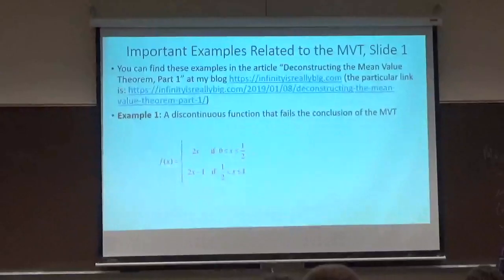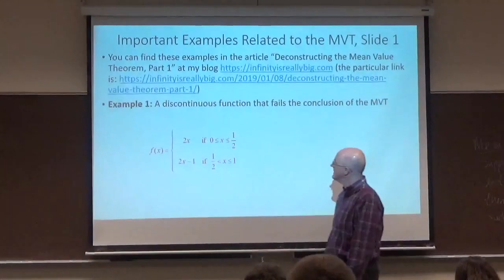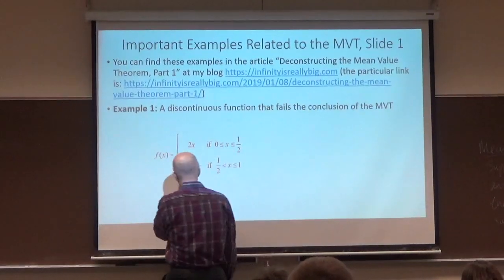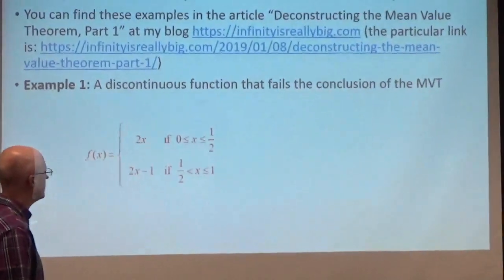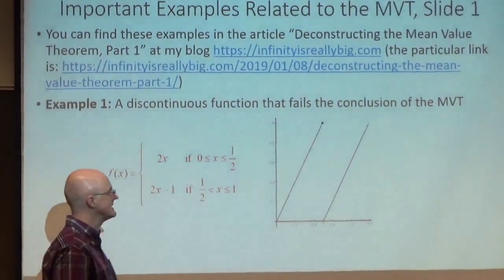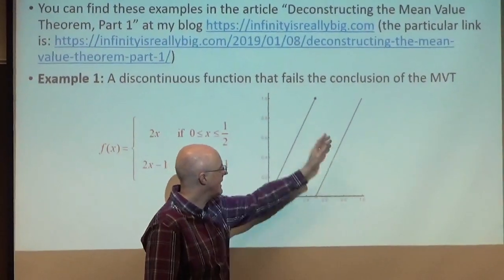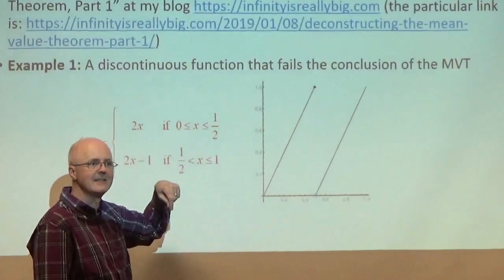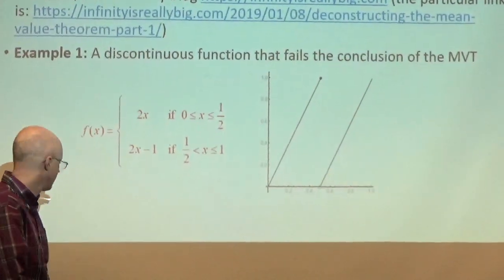It's piecewise. It's equal to 2x if x is between 0 and 1/2, and 2x minus 1 if x is between 1/2 and 1. And here's its graph. You can see it's a piecewise function. Two straight lines that are disconnected. This is not a continuous function.